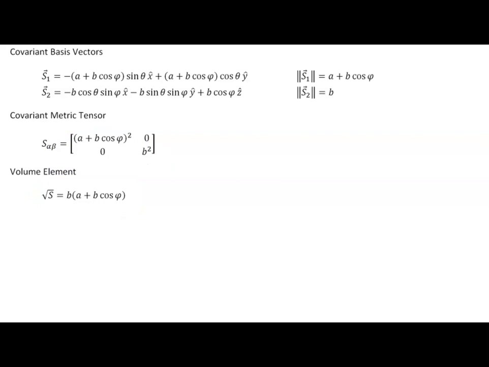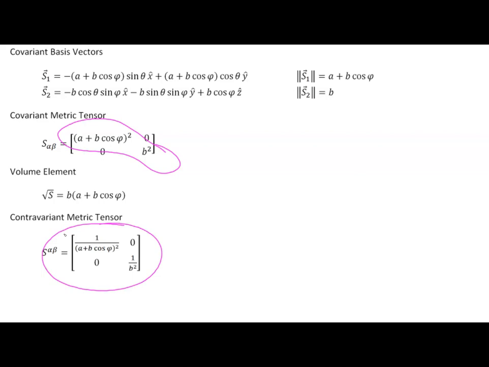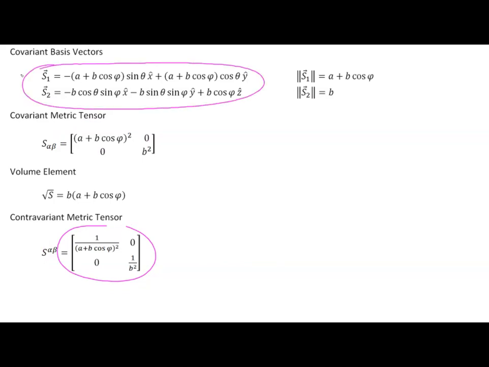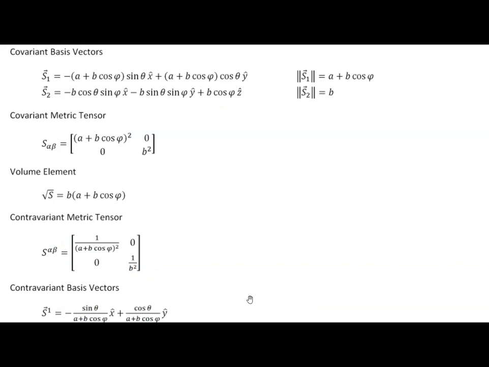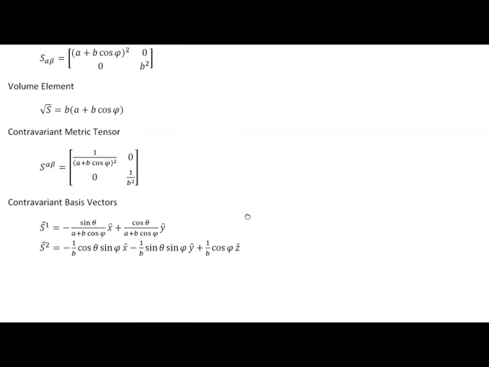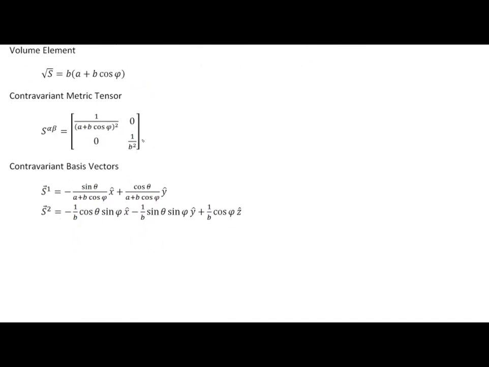Okay, the next step is to invert our covariant metric tensor. And again, because it's a diagonal matrix, we just invert each element on the diagonal. And that gives us this guy right here. And when we contract this with our covariant basis vectors, we're going to get our contravariant basis vectors. And they look like this. Next, if we find the square root of these items, we'll get the magnitude of our contravariant basis vectors.